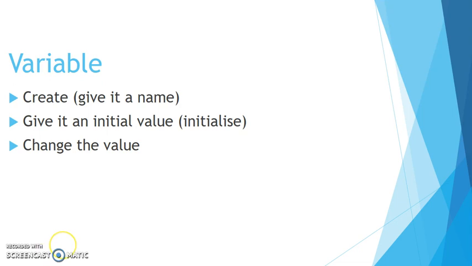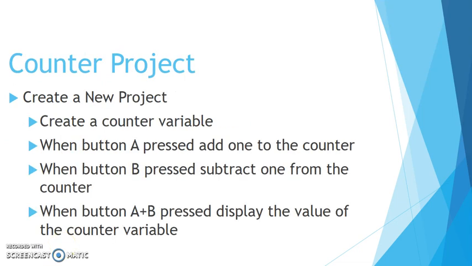So we're going to create a counter project now, and within that project we're going to create a counter variable, and then when the button A is pressed, we're going to add 1 to the counter. When the B button is pressed, we're going to subtract 1 from the counter, and finally when the A and B buttons are pressed together, we're going to display the value of the counter.